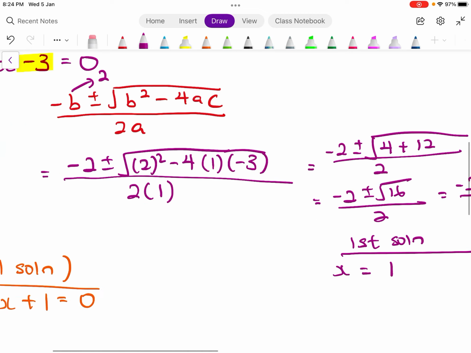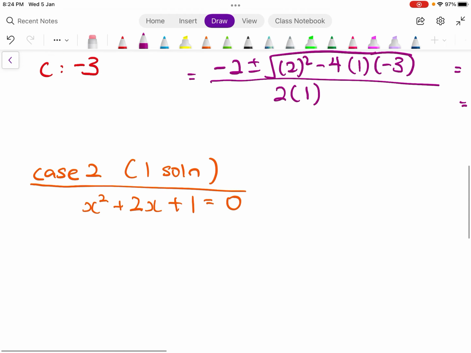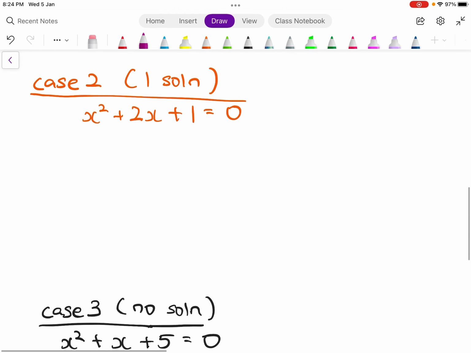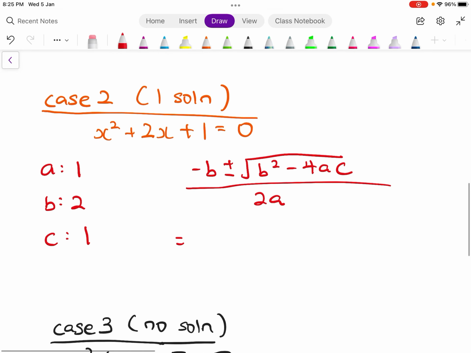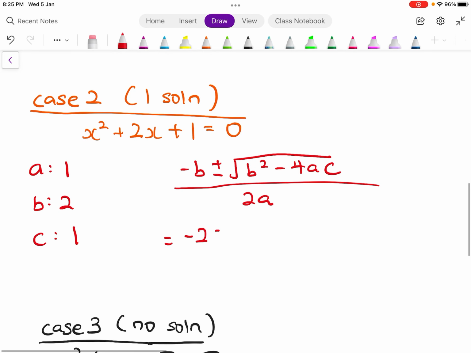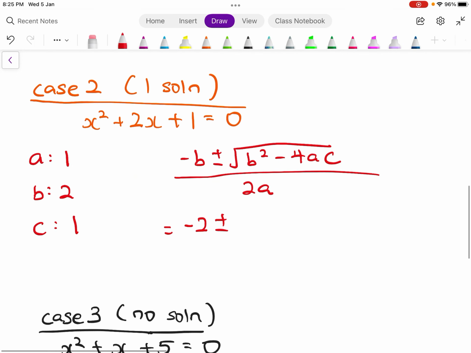Okay, now let's go to our second case where I only have one solution. So one solution means I only have one answer. Okay, so let's do this ABC again. So A is 1, B is positive 2, C is positive 1. Alright, so let's put in the negative B plus minus square root B square minus 4AC over 2A. Alright, so let's put in all the coefficients respectively. So negative B, so it's negative 2 plus minus square root.